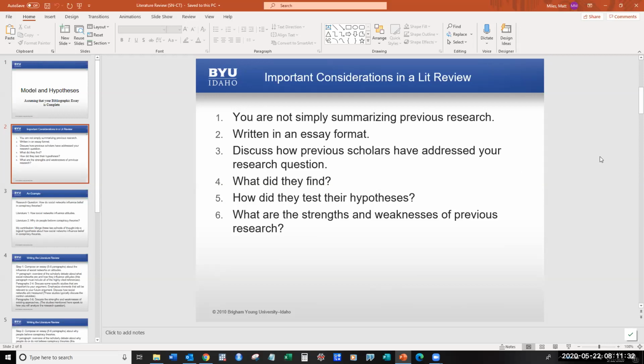You're writing an essay that's leading to an argument. Ultimately, you're supposed to create some kind of a logical flow that leads people to your hypothesis. You do that not just by summarizing other research, although that's part of what you include, but you also talk about how they did things, what they found, and what some of the strengths and weaknesses of previous research are. Now, you don't do that with everything. You just deal with the stuff specifically related to the argument you want to make.